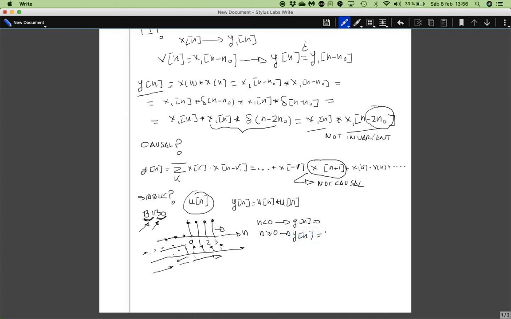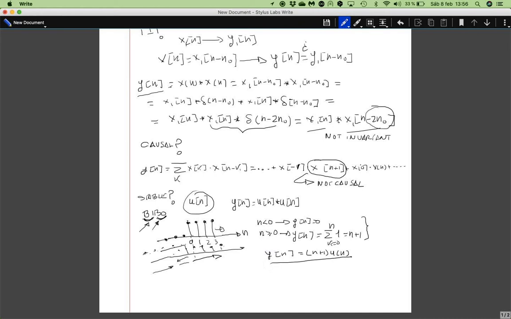In this case then y of n basically will be summing on k, from k equals 0 to n, basically a summatory of 1s. So this is n plus 1, and that's it. We have the convolution. So basically y of n, you can see, is n plus 1 times u of n.